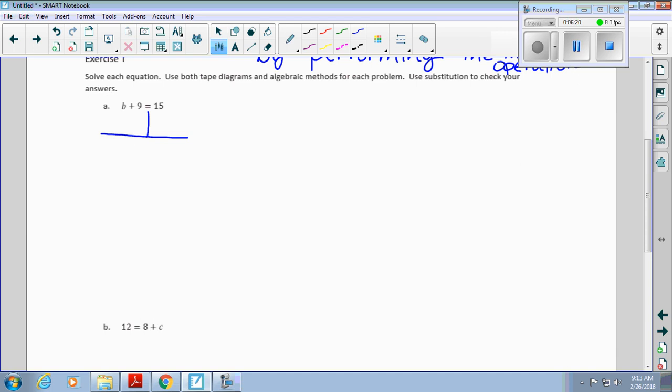So what we see is our variable b plus 9 equaling 15. So we want to get rid of the plus 9. So we're going to do the inverse, which is what? Very good. So we did it to one side. We have to do it to the other side as well. All right. So if we had 9 and then we subtracted 9, what would we be left with?